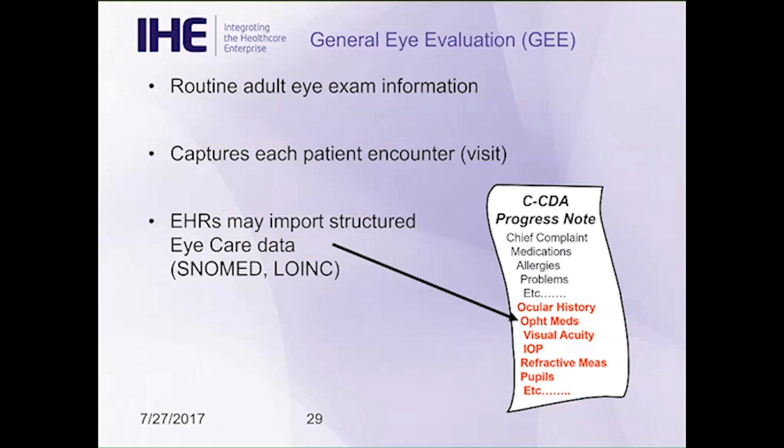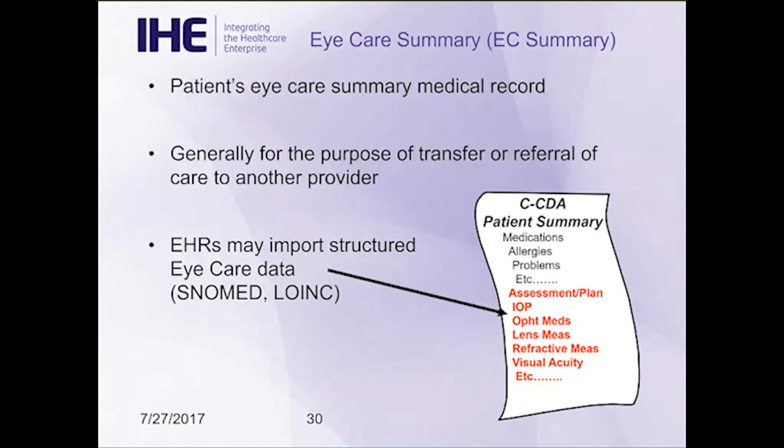So to summarize this a little bit, the extensions, or the G extension to be precise, contains routine eye exam information. It captures each patient encounter, meaning the visit, and it puts structured data using coded records based on SNOMED, LOINC, and other standards into the document, as well as adding the human readable representation as I have shown on the slides before. Next one, please.